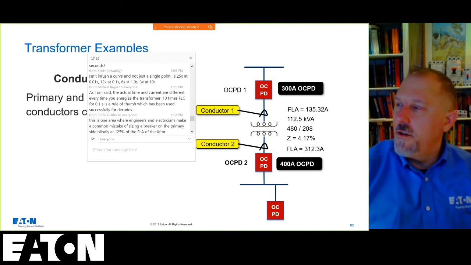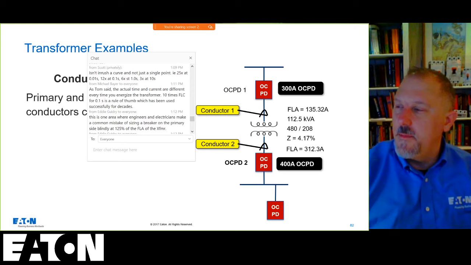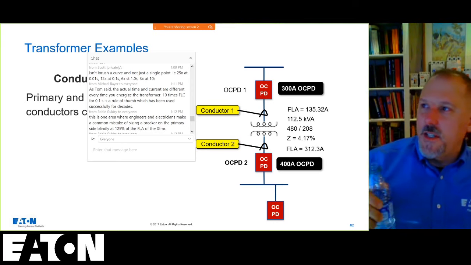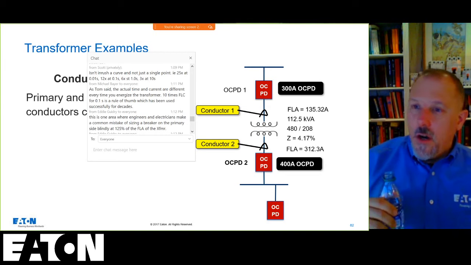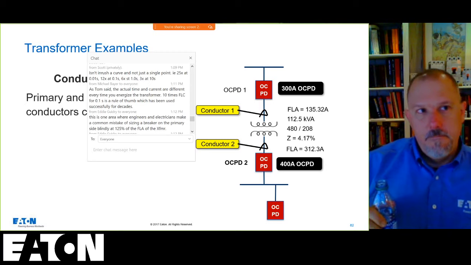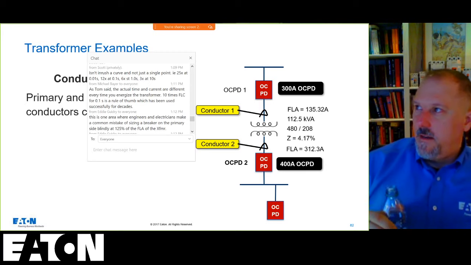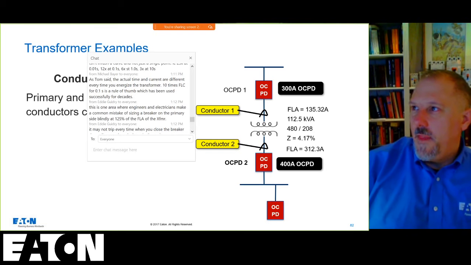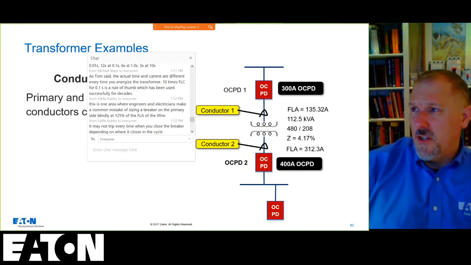Is an inrush a curve? Isn't inrush a curve and not just a single point? 25 times at 0.01 seconds, 12 times. I've never seen it plotted as a curve. I've always seen it plotted as a point. I'm not sure about that one. I think it's so fast. I've never seen it plotted that way, or even talked about it that way in IEEE standards.